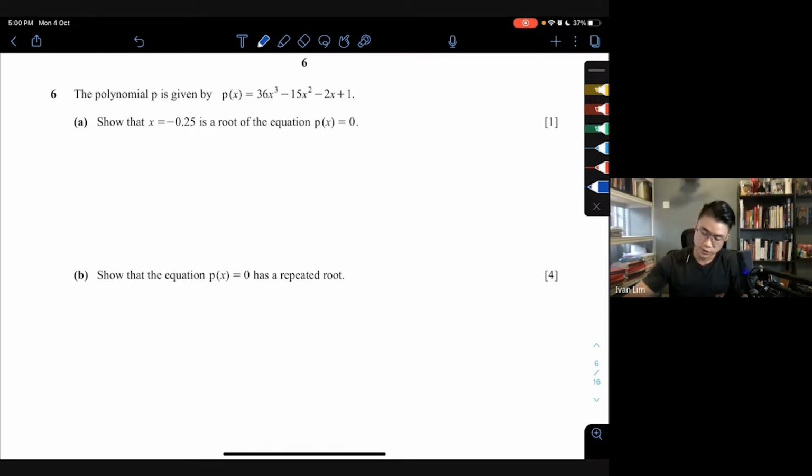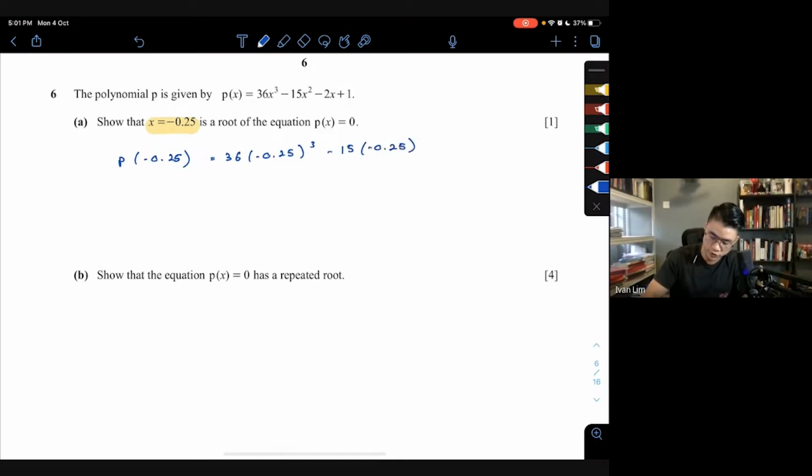Okay, this one, how do we show it? Using the factor theorem. P of negative 0.25 equals 36 times negative 0.25 cubed, minus 15 times negative 0.25 squared, minus 2 times negative 0.25, plus 1. You will get 0 here. You need to write it out and show your working.